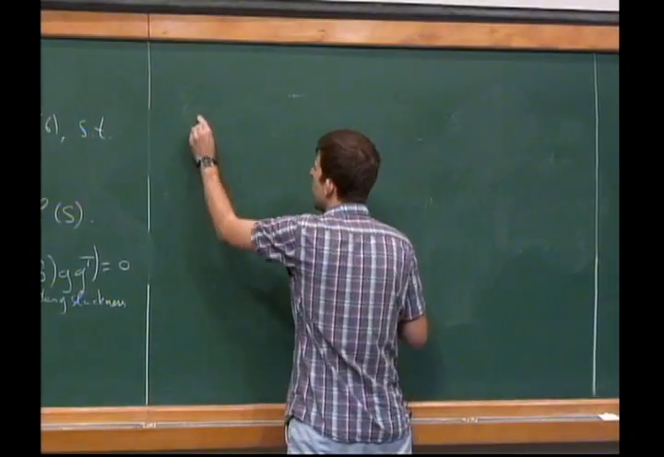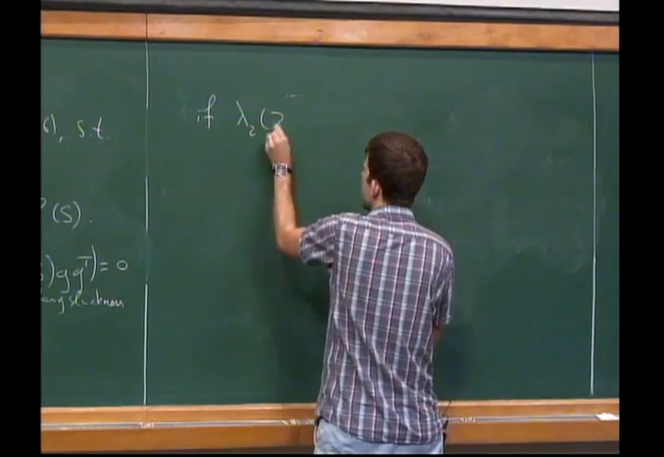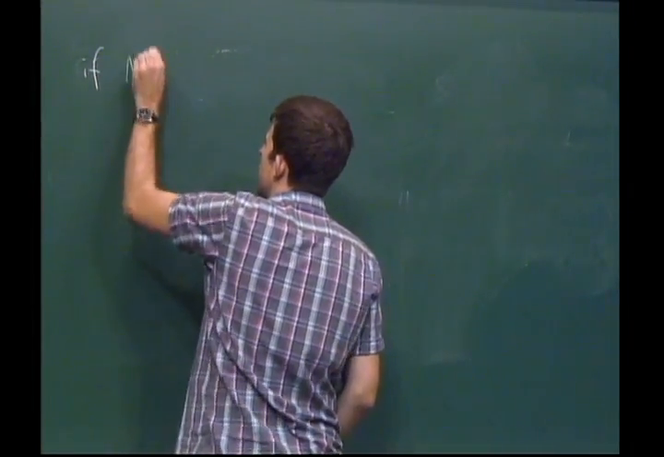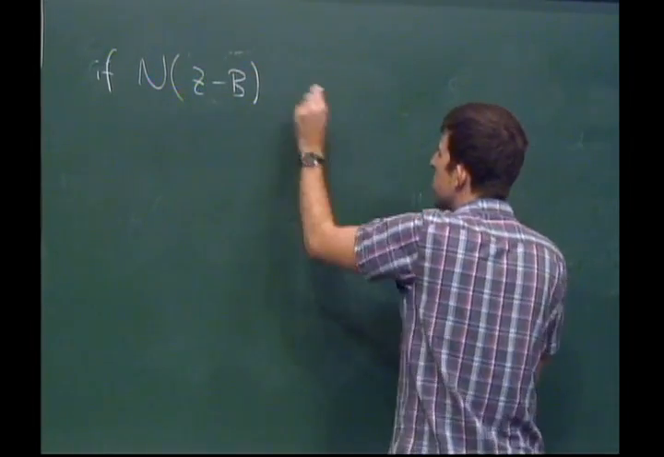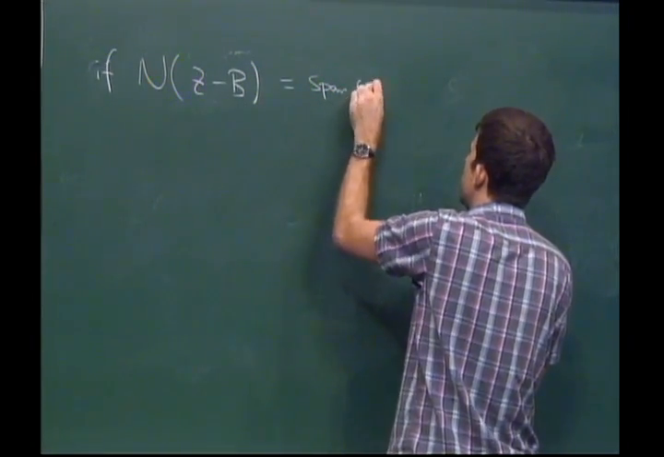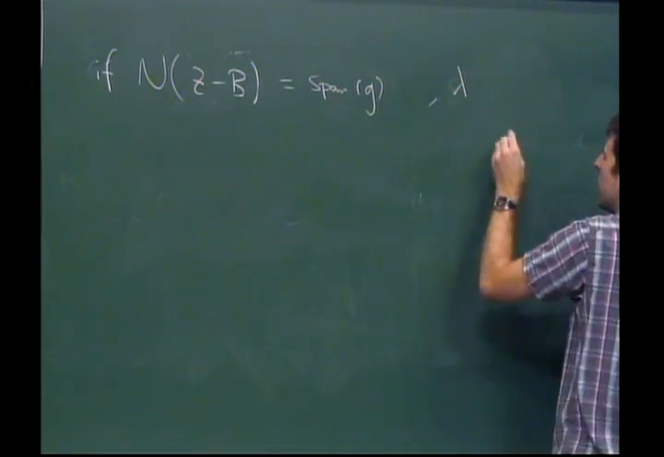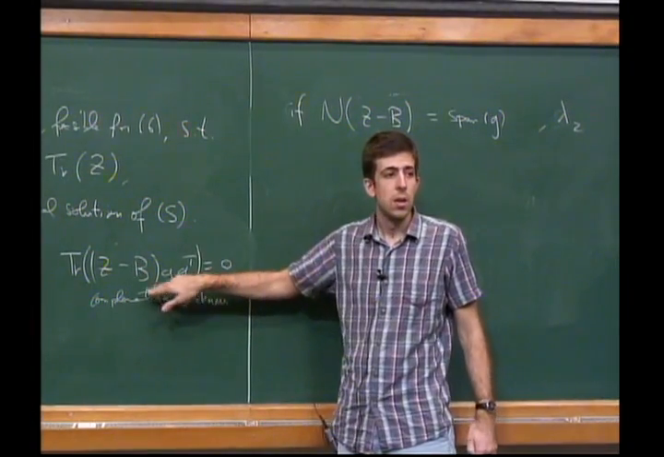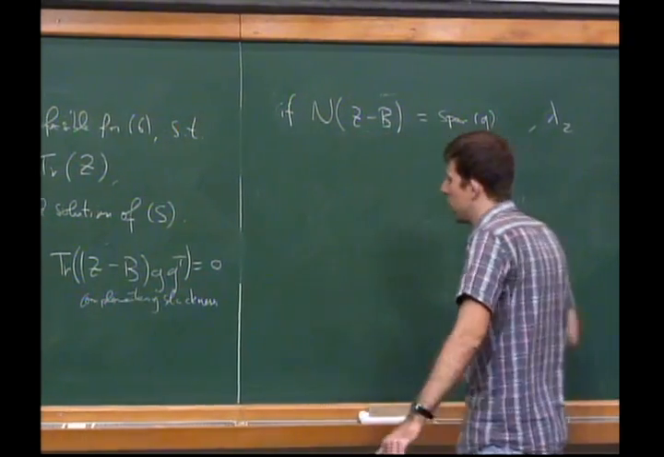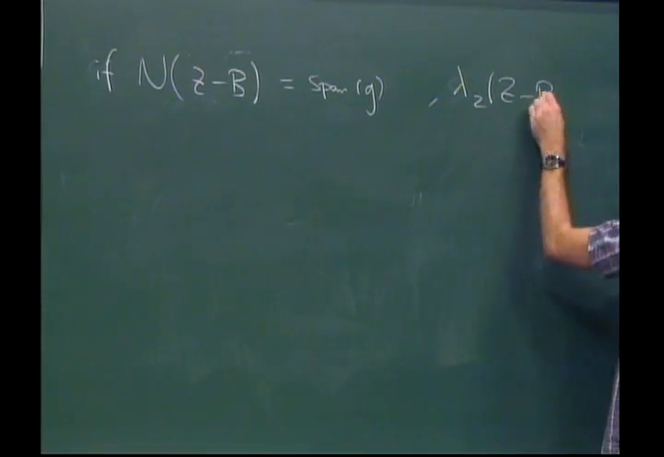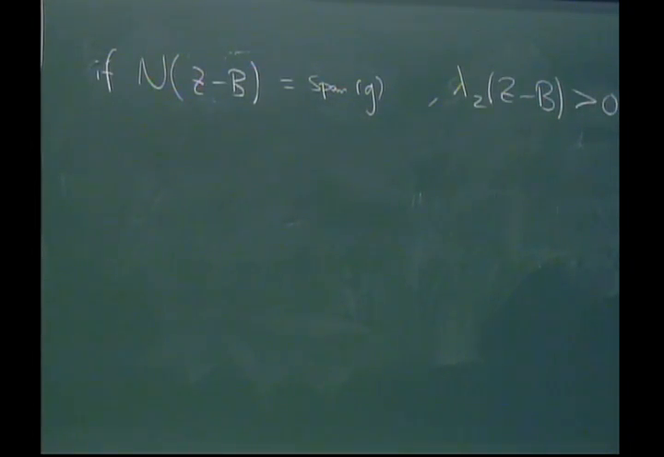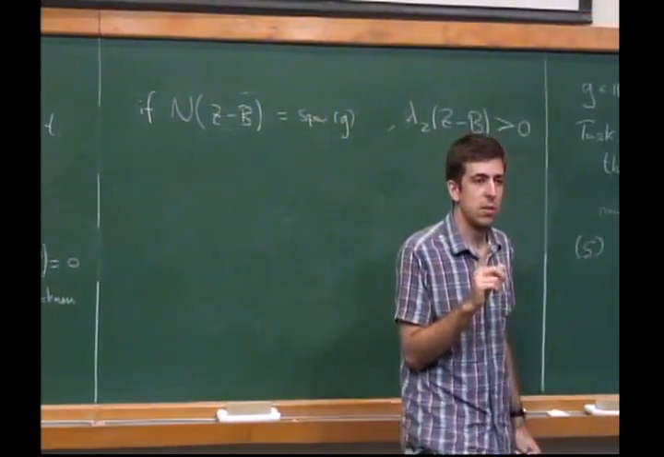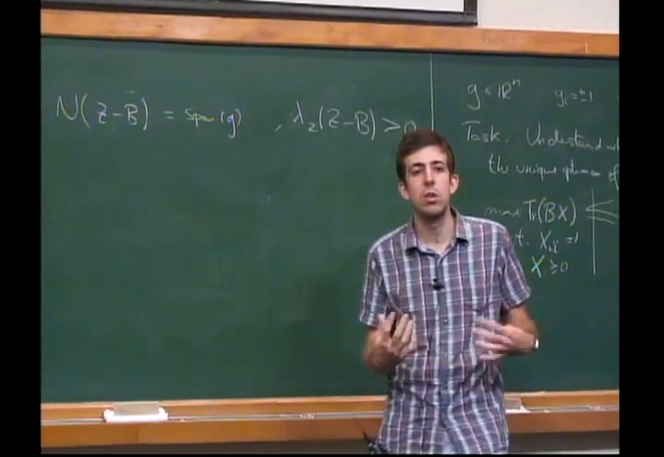So what I'm going to claim is that if the null space of Z minus B is simply the span of G, okay, so this is positive semi-definite. So I'm sure that G needs to be in the null space of this matrix, right? Otherwise, this would be positive. And so this is the same as asking that the second eigenvalue of Z minus B is strictly positive. We know that it needs to be bigger or equal than 0, but I'm just guaranteeing that the null space of Z minus B has only one dimension, and only G is there. G is there by construction, and I'm making sure that nothing else is there.